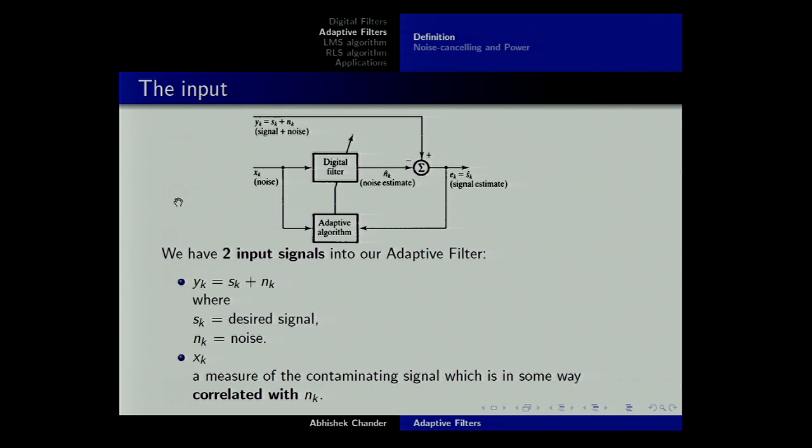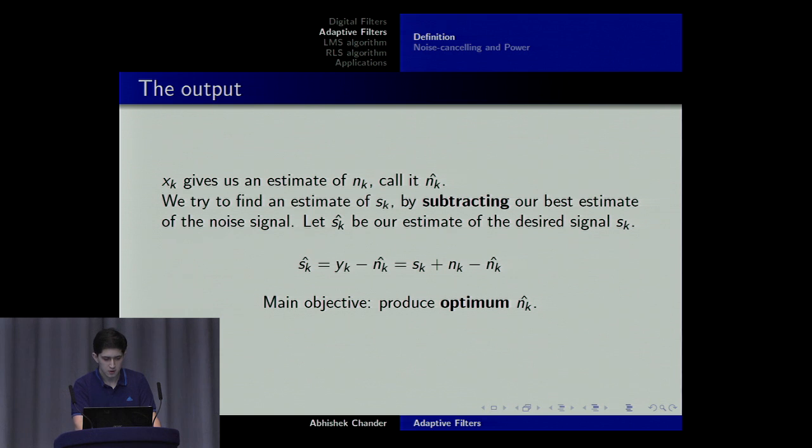The second input that we have is x of k, which is not exactly the noise. If it was just the noise, we could just subtract it straight away. It is a signal which is correlated with the noise in y of k in some way, and we hope that it's not correlated with the actual signal, because otherwise we'd end up canceling it out. So x of k, we use the correlation with the noise to produce an optimal estimate of the actual noise in the signal, and then we hope to subtract it.